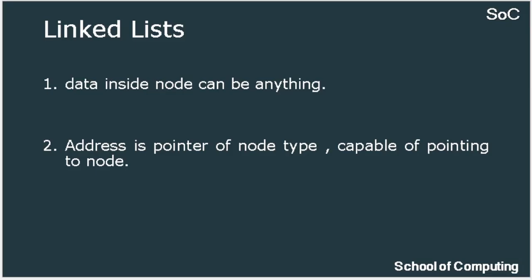And the address component in the node is a pointer of node type itself, which is capable of pointing to another node. So if we have a node pointer as one of the members in the structure, such structures are called self-referential structures, because one of the members is a pointer pointing to the same structure.